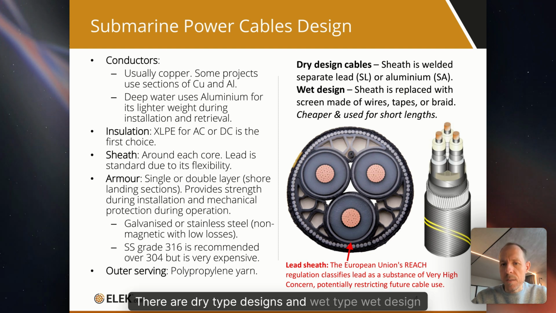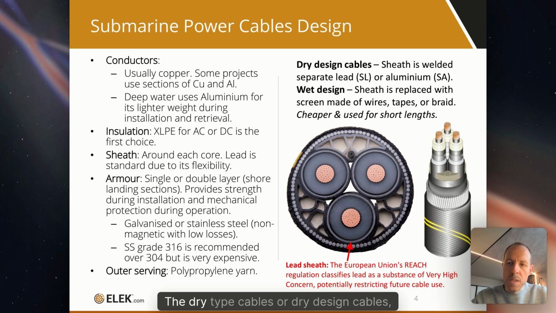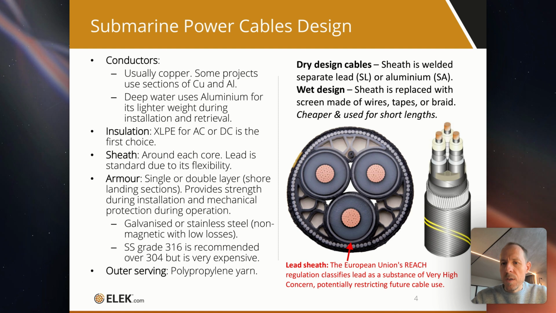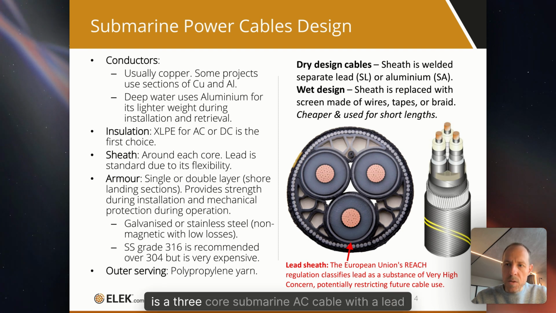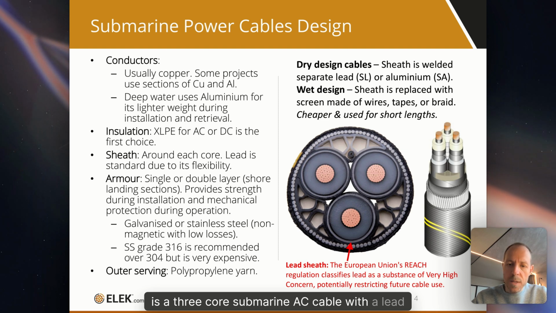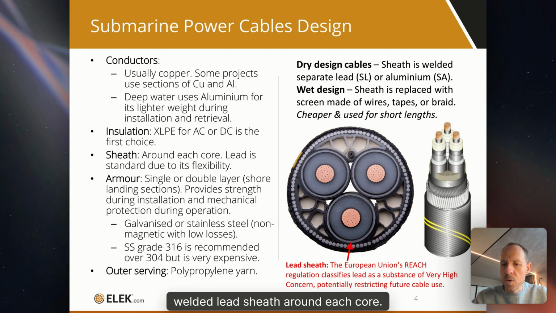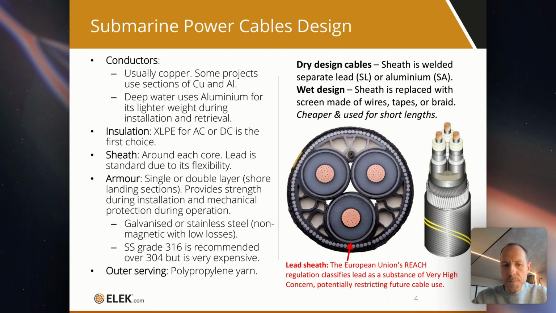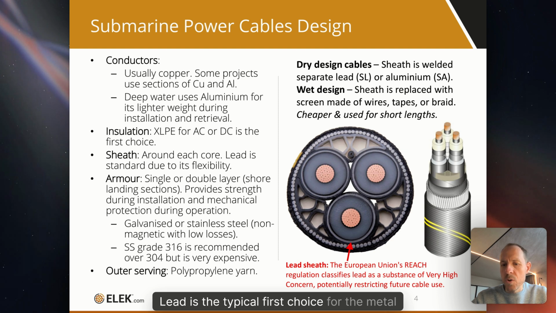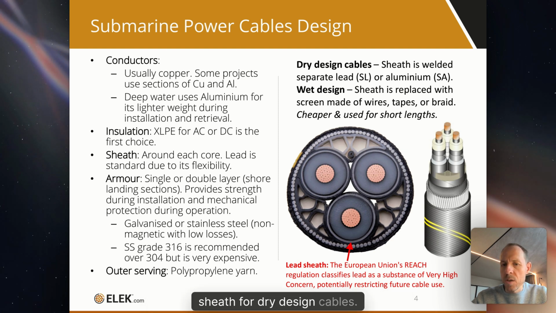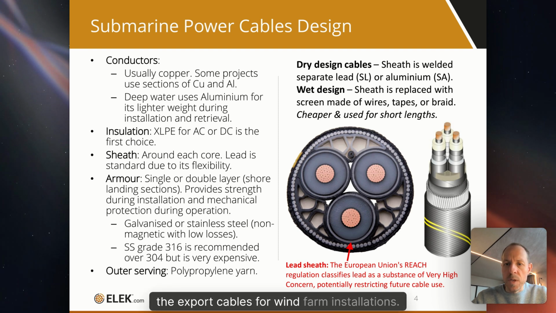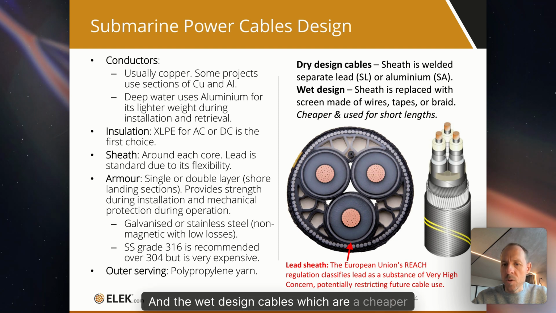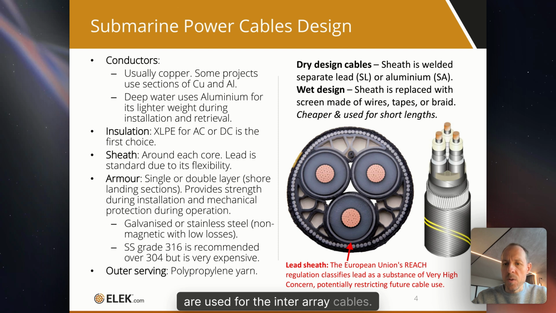There are dry type designs and wet design cables. The dry type cables, or dry design cables, have a welded metal sheath, either aluminium or lead. You can see in the picture shown here a 3-core submarine AC cable with a welded lead sheath around each core. The red arrow points to the lead sheath. Lead is the typical first choice for the metal sheath for dry design cables. Dry design cables are typically used for the export cables for wind farm installations, and the wet design cables, which are a cheaper design, are used for the inter-array cables.